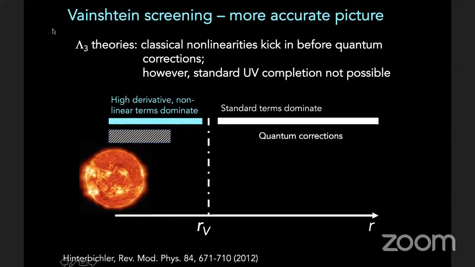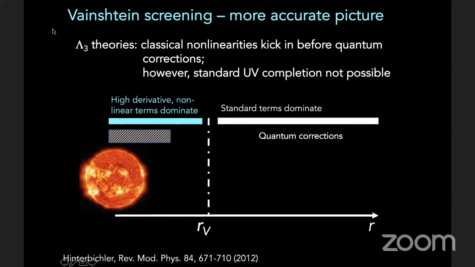Just one question. Is the fact that there is no UV completion, say for lambda 3, related to the fact that the scale of, say, RV is before quantum correction, or it's not? They're not related. I don't know. I would need to look it up. I don't remember. It's in this review. I don't remember. I would need to look it up. Sure. Other questions?